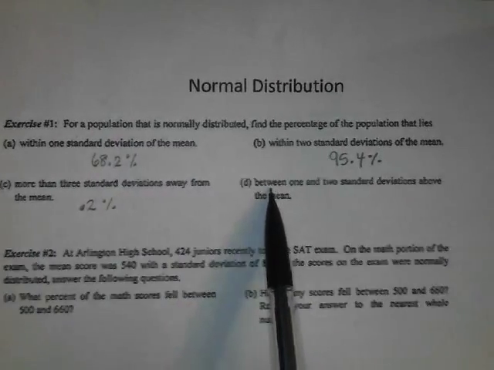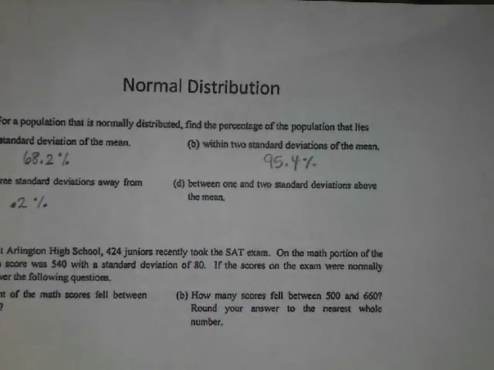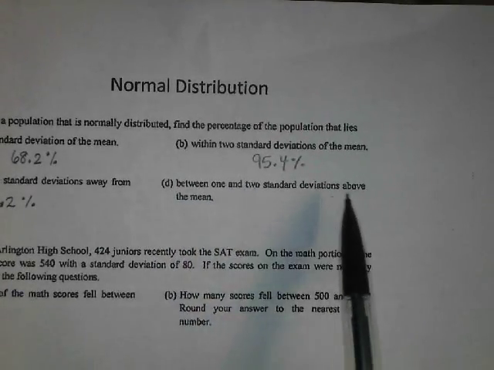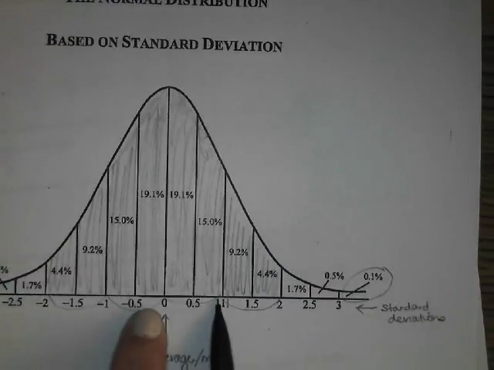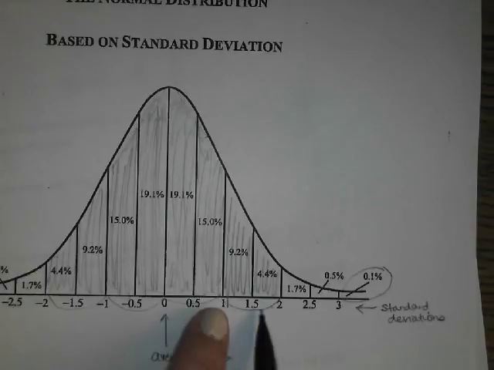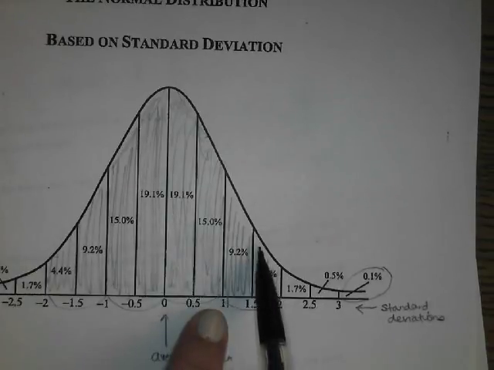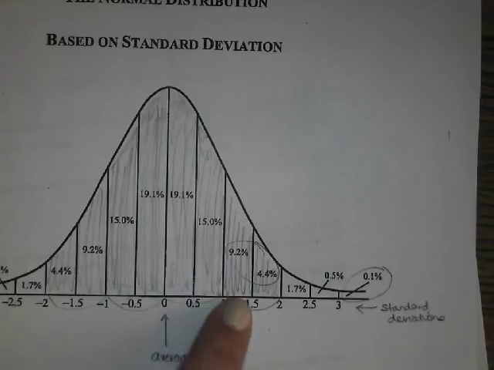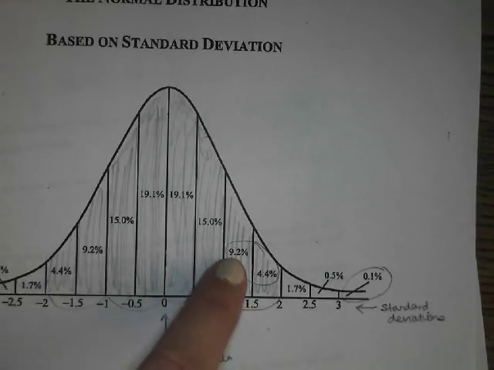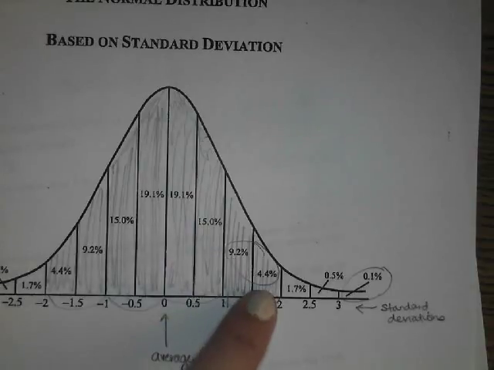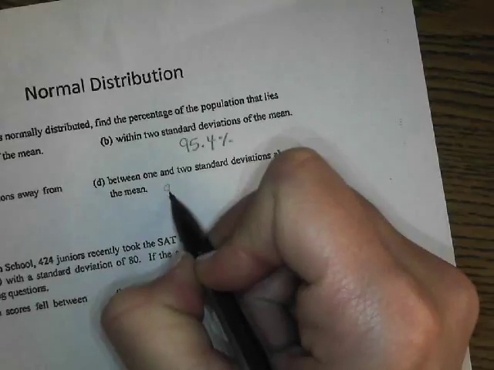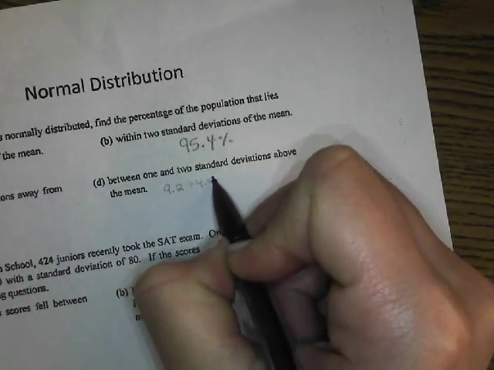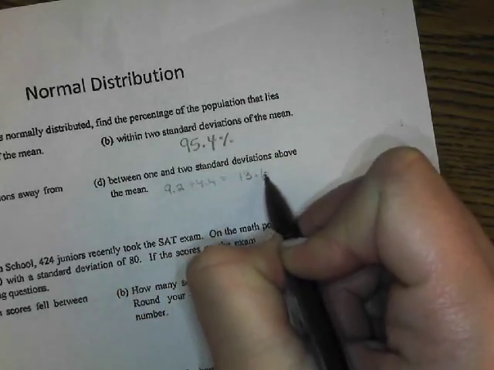This next one says between 1 and 2 standard deviations, specifically above the mean. Here's your average, here's 1 standard deviation above, and here's 2 standard deviations above. So we're looking for between, right? They said between 1 and 2 above. So we need to add 9.2 with 4.4. I'll show that work, but 9.2 plus 4.4 is 13.6%.